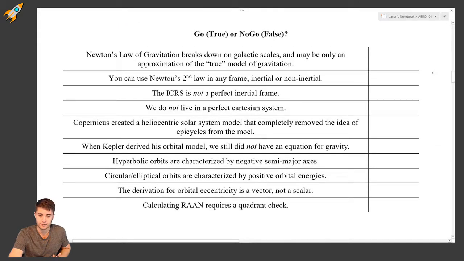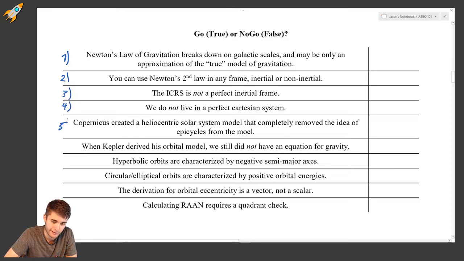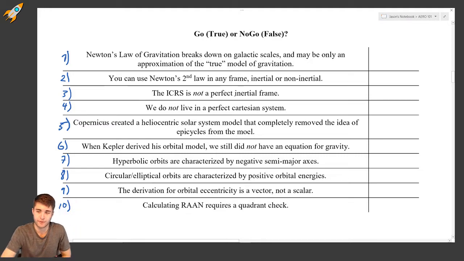Moving on, let's go over the go, no-go. I'm going to label these just in case. While I'm slowly going over them, if you guys want to, you can shout out any of these if you know them, like 5 is a no-go or something like that. 7, 8, 9, and 10. Okay, so let's start with the first go or no-go.